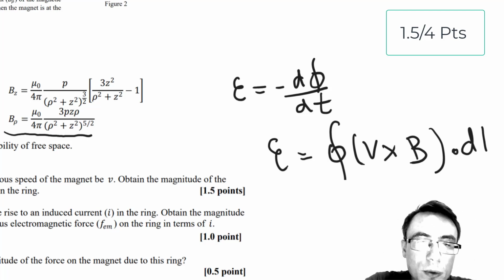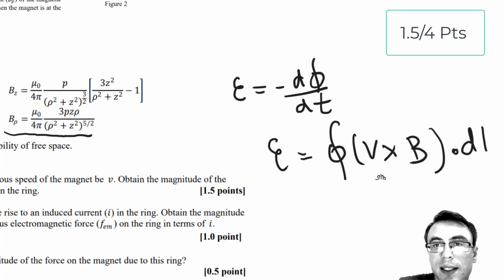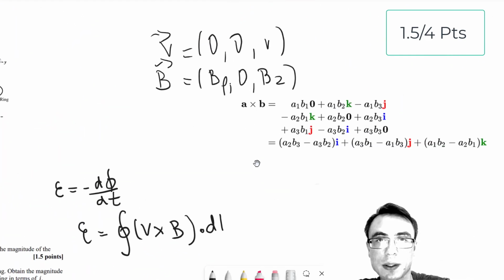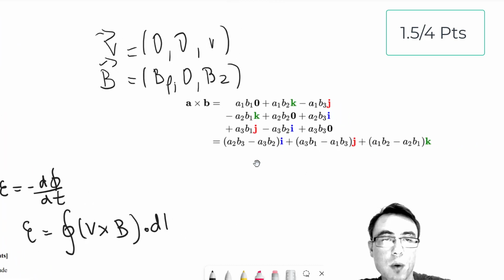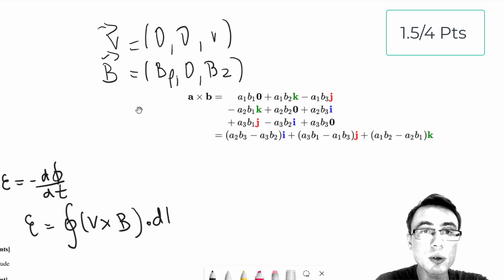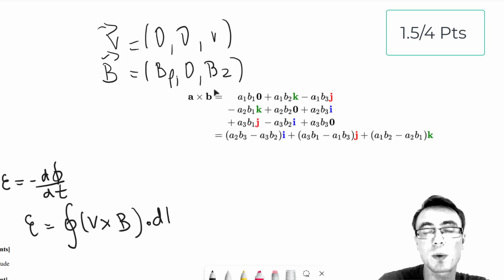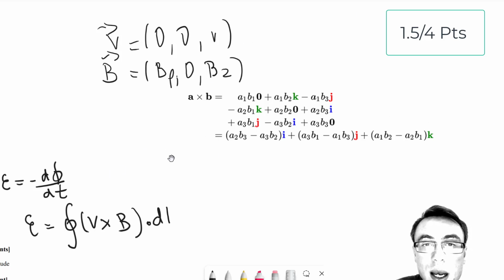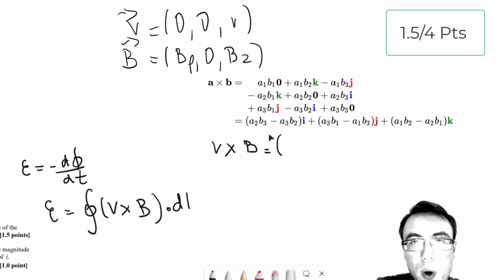Okay, well, how are we going to evaluate this integral? In order to do so, we need to look at those components which we have been conveniently given. We know that v has no velocity other than in the z direction, and we know that the magnetic field has a radial component and a z component. So we could just use the standard cross product rule. The first component is A2B3. Well, A2 is 0 and B3 is 0, so this guy here is 0.